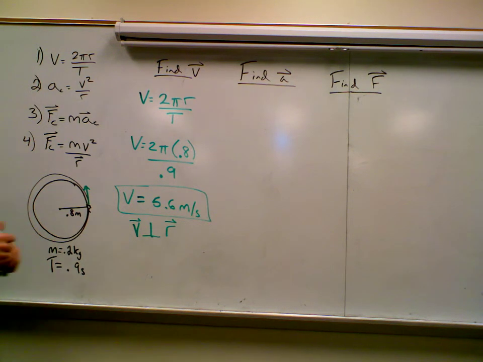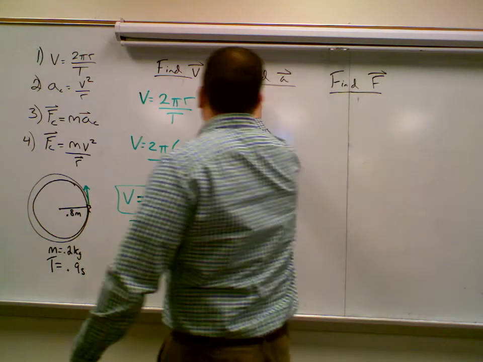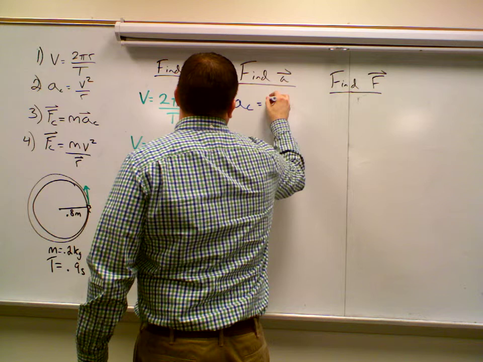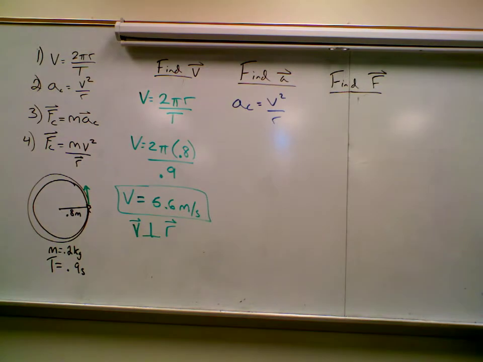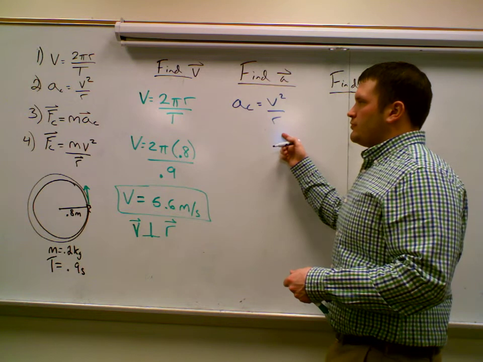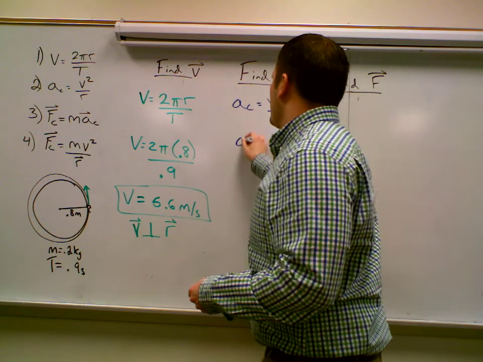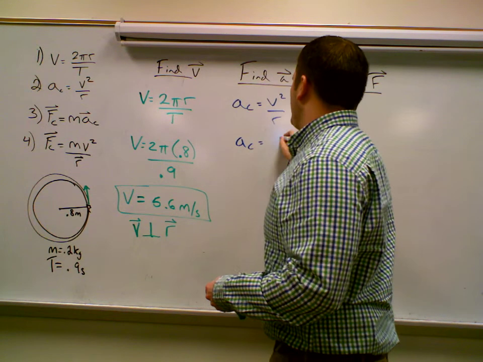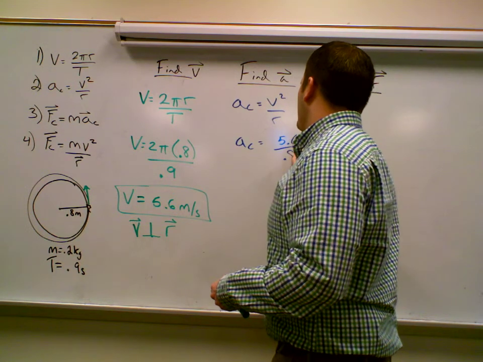Next one, let's find the acceleration. How do I find acceleration? Which equation should I use? Good. So a_c equals v squared over r. This is easy. We just figured out velocity, right? Now we need to find acceleration. So we know the radius. The radius is what? 0.8. So a_c equals v squared, 5.6 squared, over 0.8.